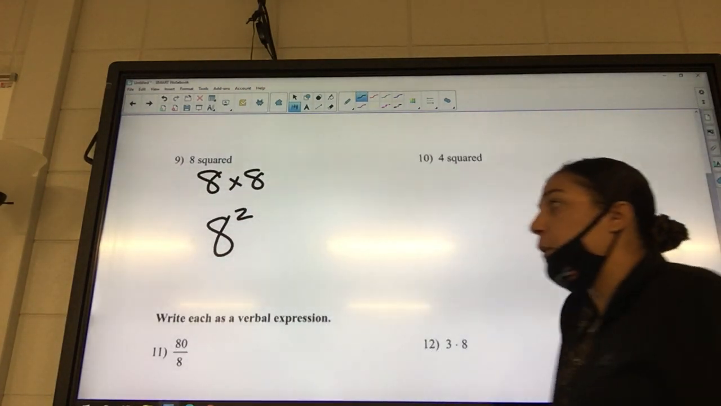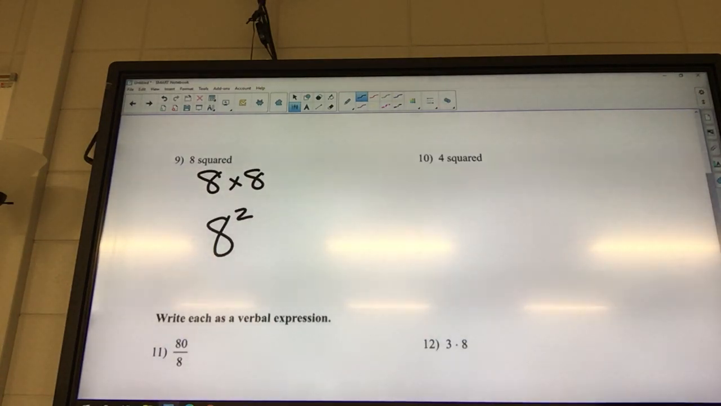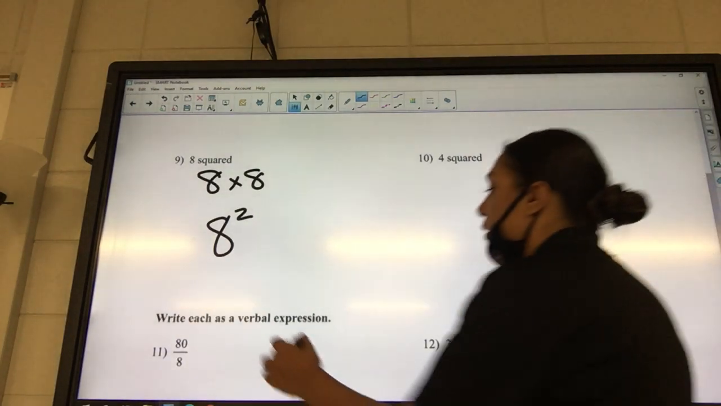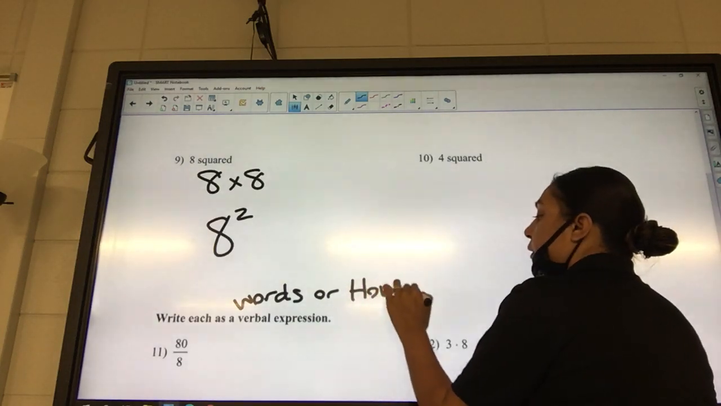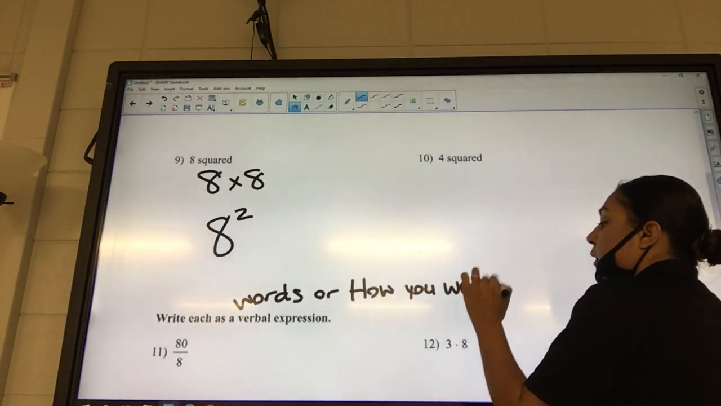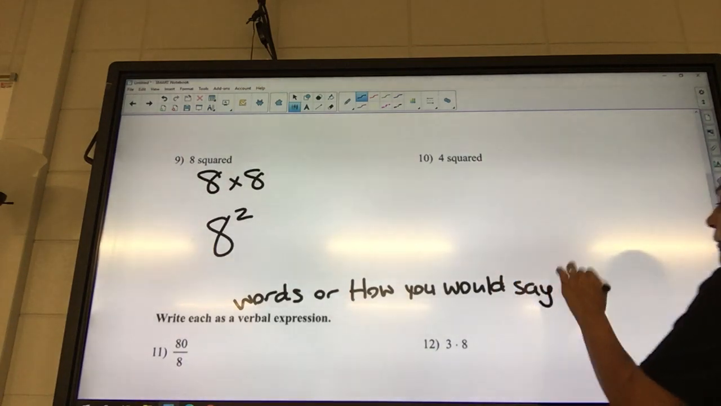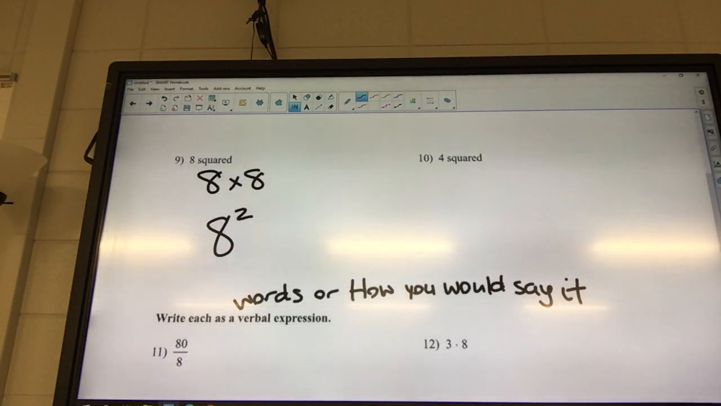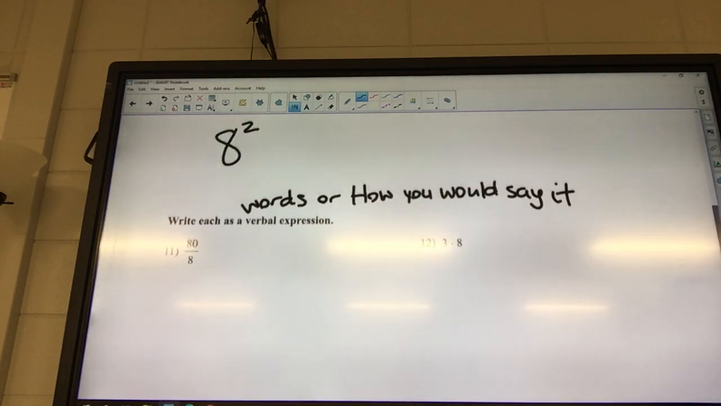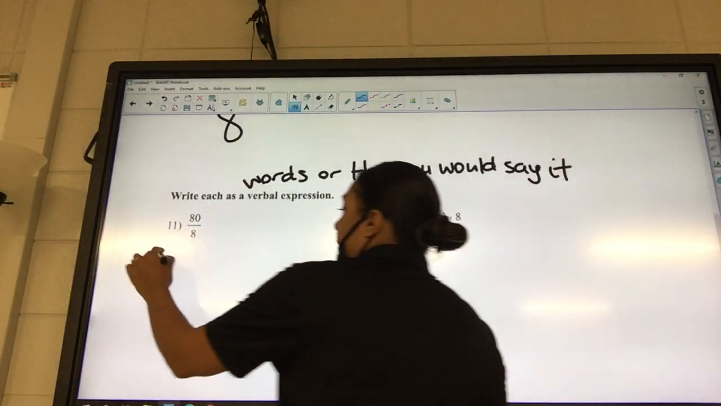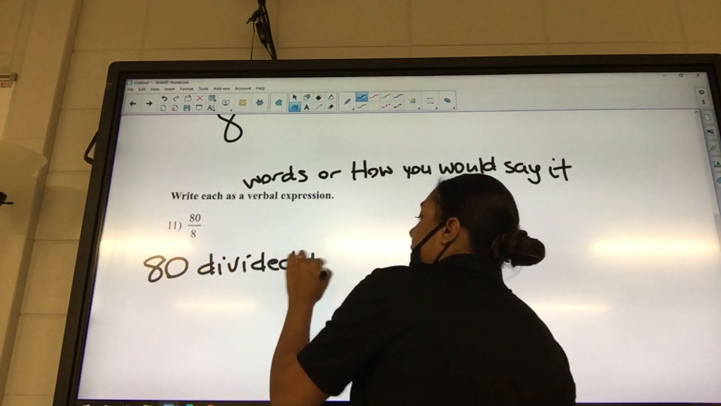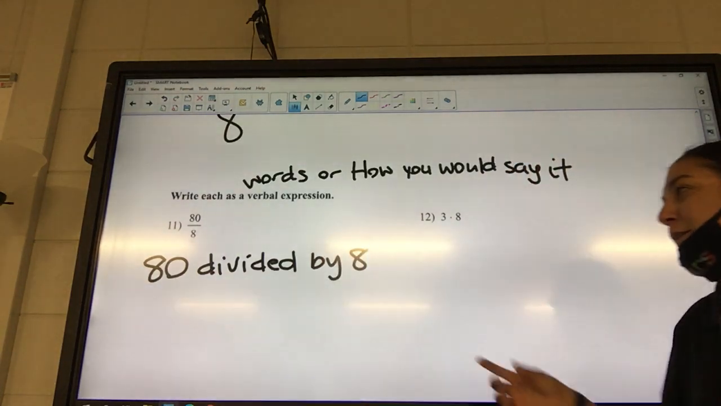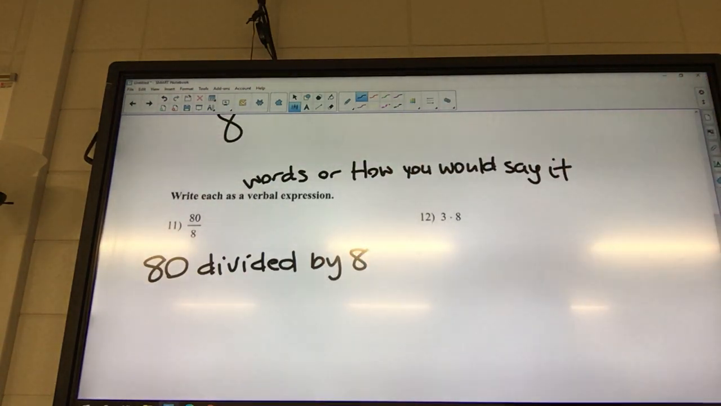Okay, write each as a verbal expression. What does it mean, a verbal expression? What's verbal mean? Words. Okay, verbal means words. Or you could say how you would say it. Okay, how would you say it? 80 divided by 8. So you say 80 divided by 8.